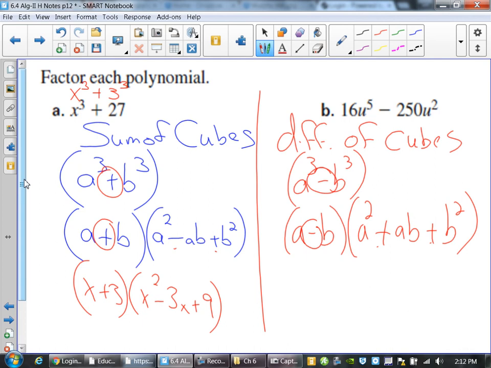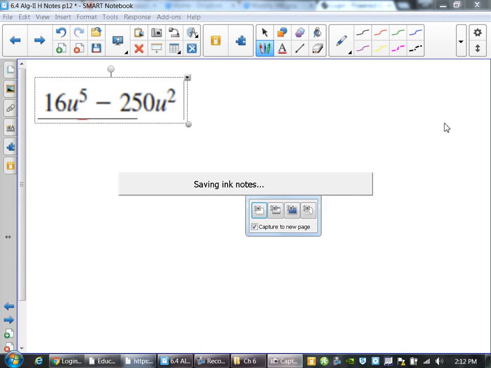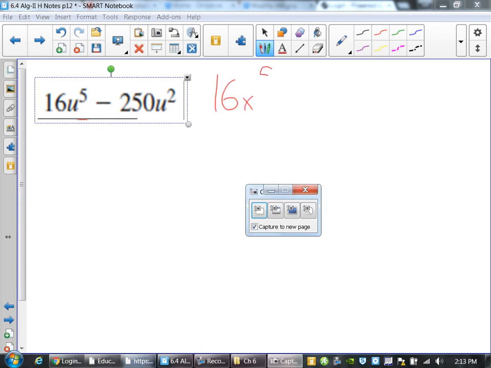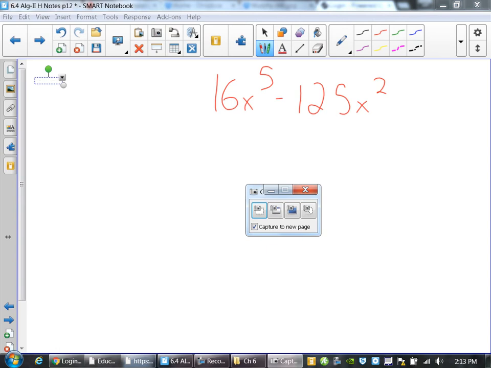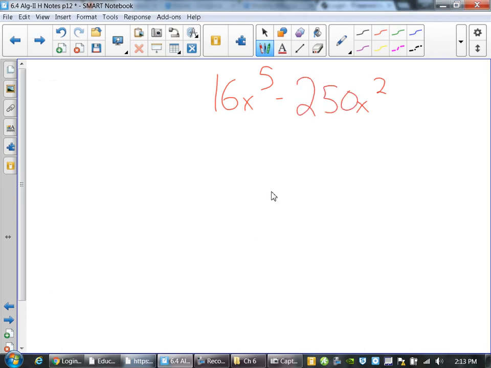So if I look back at the other one, I'm going to rewrite this one real quick. If I want to factor that one, what's the first rule of factoring? Sorry, it was 250. I was getting ahead of myself. What's your first rule of factoring? So we know that they have an x squared in common. But what else do they have in common? They wind up with a 2 in common. So I can factor out a 2x squared and get 8x cubed minus 125.